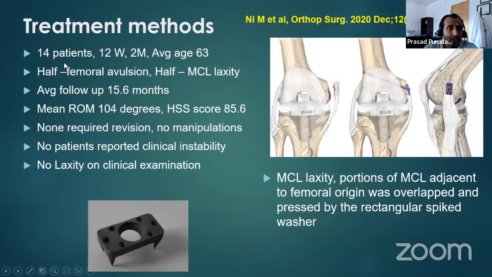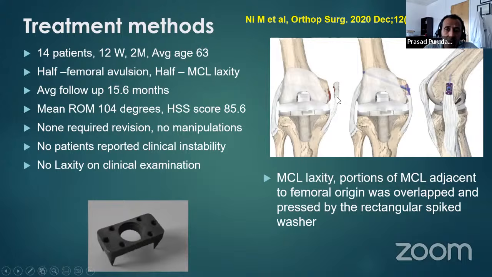There's another technique, with 14 patients, average age 63, 12 women and 2 male patients. Half of them were femoral avulsions, and the other half were from MCL laxity, which they thought was because of increased over-release during the deformity correction. Average follow-up was 15 months, and the mean range of motion was 104 degrees. The HSS score was 85.6.